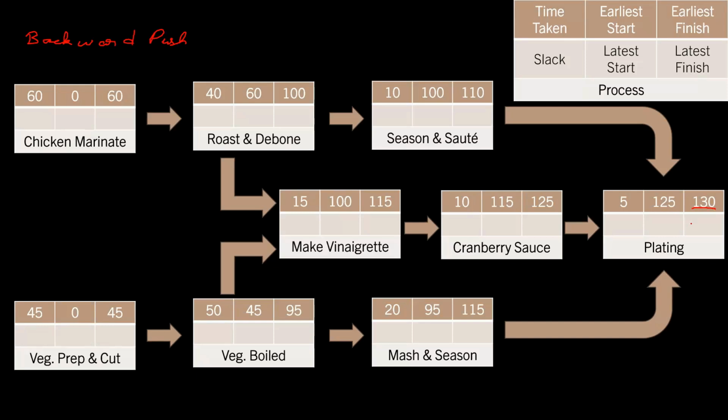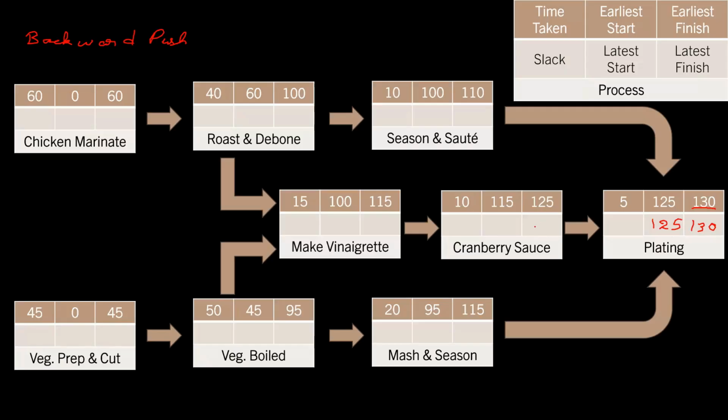So if the dish has to be finished on the 130th minute, then the latest that the plating can finish is at the 130th minute, because with the plating, the dish is ready. So on the 130th minute, the plating has to finish, which means that the latest that the plating can start is 130 minus 5. 125th minute is the latest that the plating has to start.